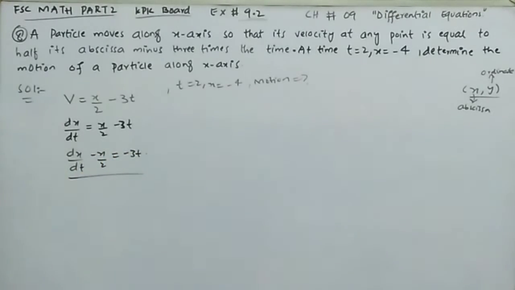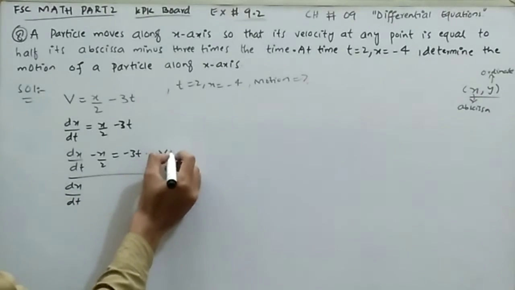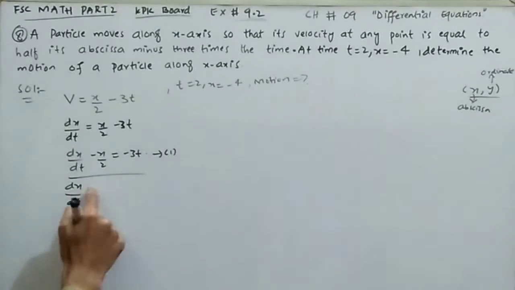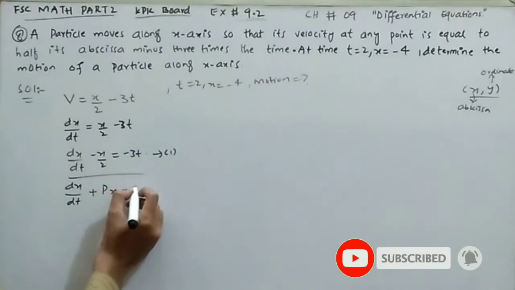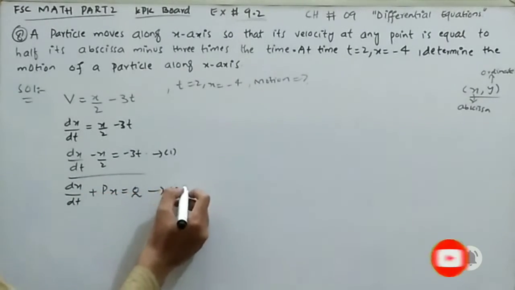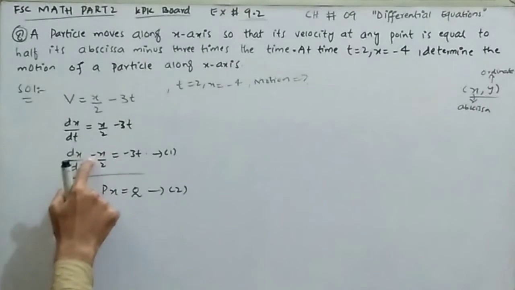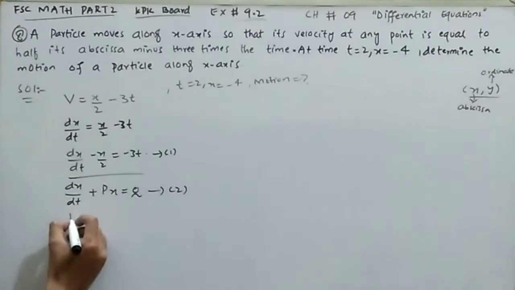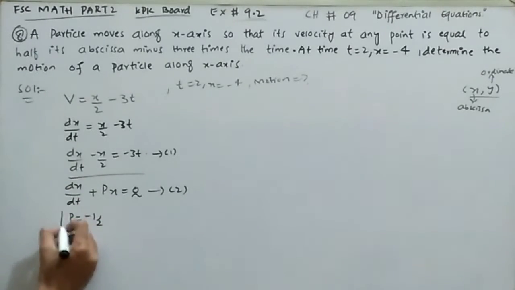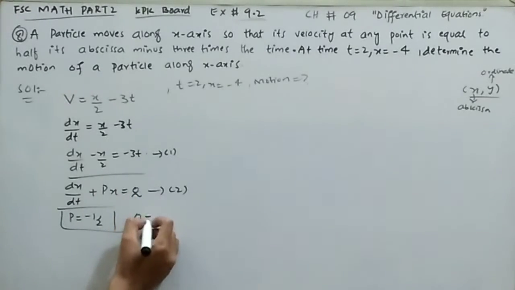Now over here, let's suppose this is equation 1. Comparing with dx by dt plus p of x is equal to q, let's suppose this is 2. From where dx by dt in both equations is same. Coefficient of x over here is minus 1 over 2 and over here the coefficient of x is p. So p is minus 1 over 2. And on the right hand side q is minus 3t by comparing.